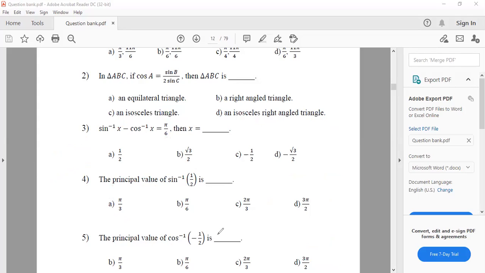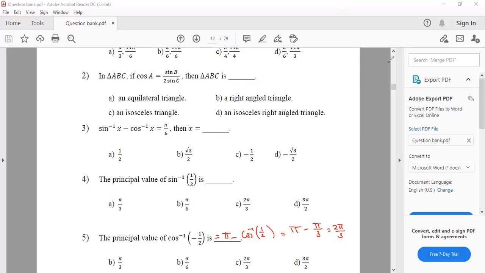Tell me this one, what will be the answer? Minus sign, how to remove the minus sign for cos inverse? Pi minus cos inverse half. So pi minus 60 degrees.